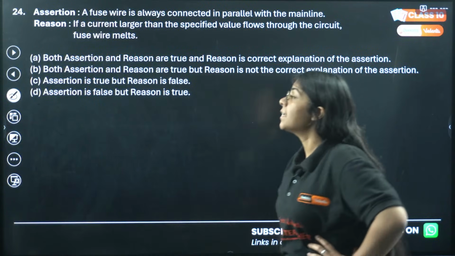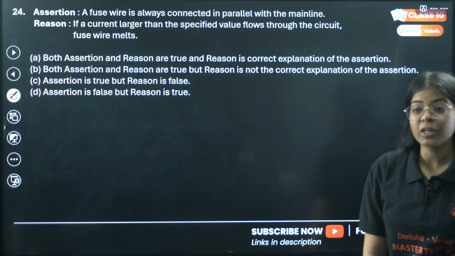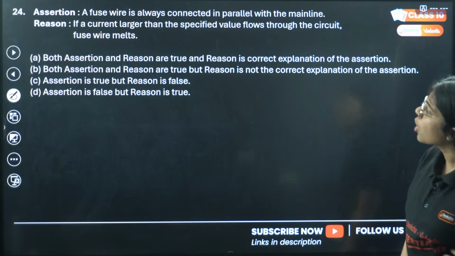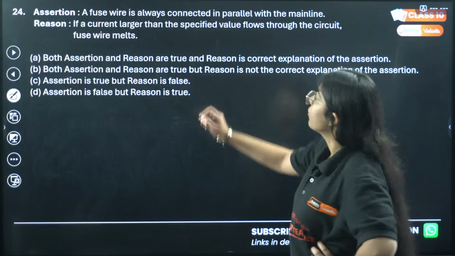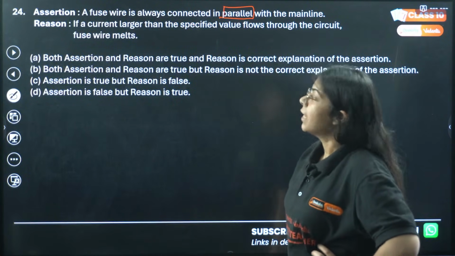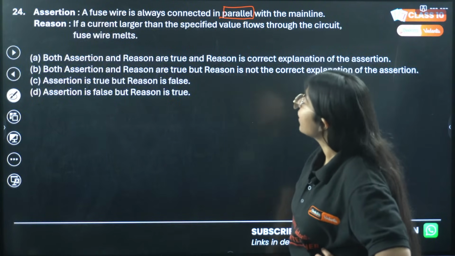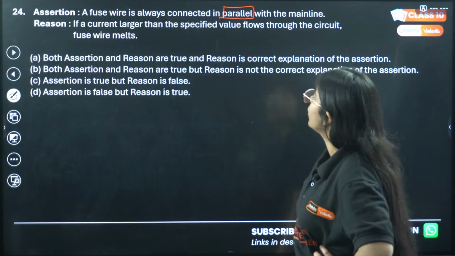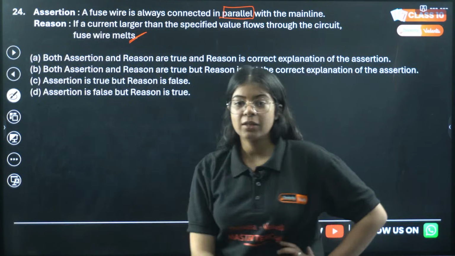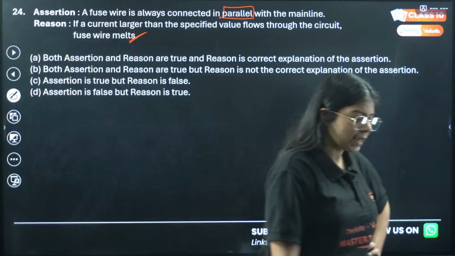24th question says, oh, we are finally on electricity. A fuse wire is always connected in parallel with the main line. Reason is, if a current larger than the specified value flows through the circuit, the fuse wire melts. Can you let me know which option is correct?